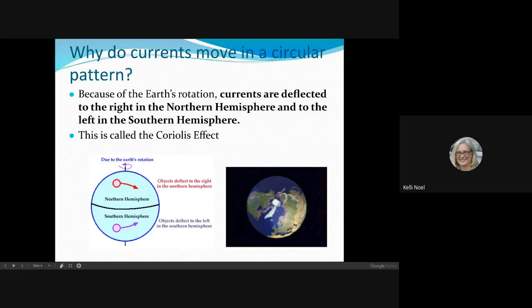We know this process as the Coriolis effect. So not only does it affect our winds and our air masses and deflect them, it's also our currents. So the first blank is right in the northern hemisphere and left in the southern hemisphere. The other thing that's causing them to move is as water cools off, it sinks, and as it heats up, it rises, and it creates what we call a convection current.